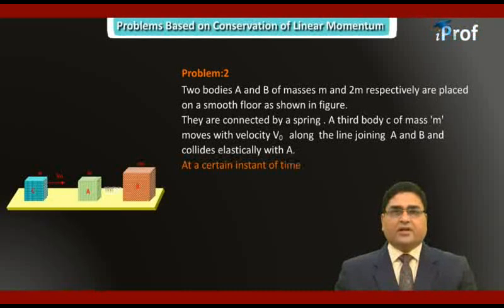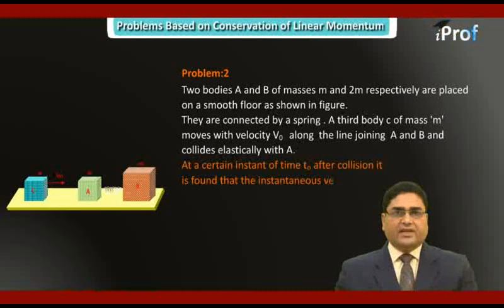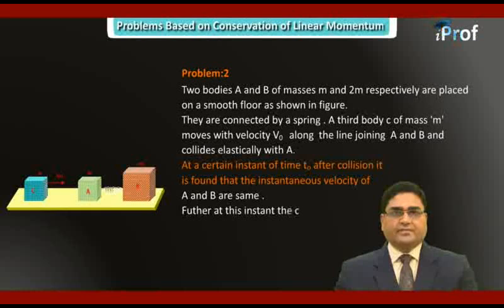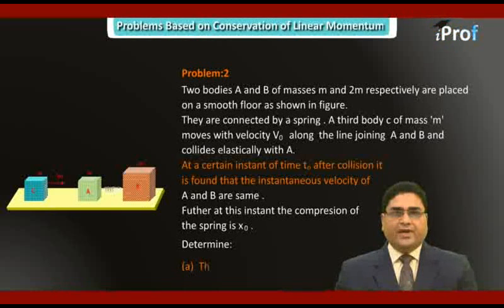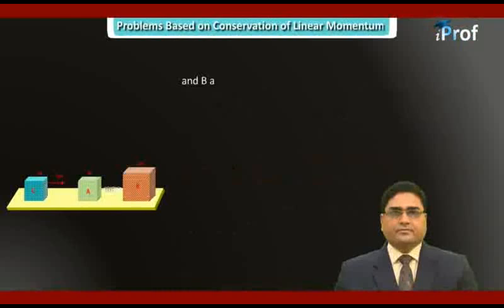At a certain instant of time t0 after collision, it is found that the instantaneous velocities of A and B are same. Further, at this instant, the compression of the spring is x0. Determine A, the common velocity of A and B at time t0, and B, the spring constant.